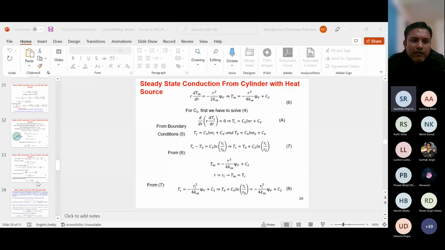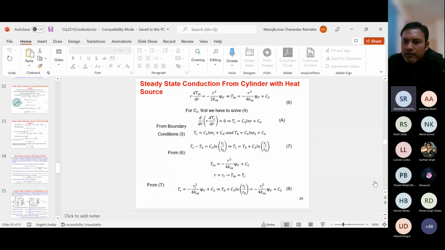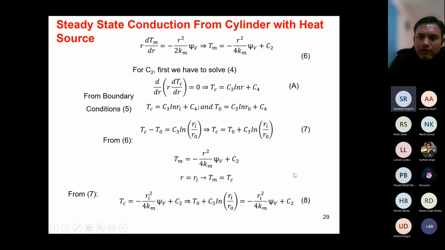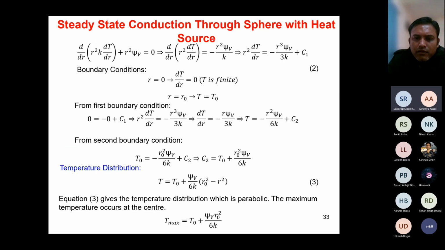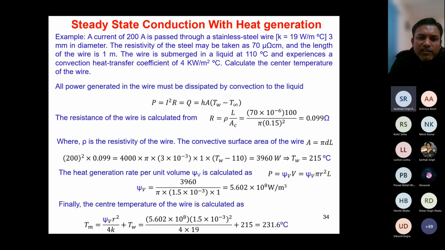If I go back to the problem statement, is my slides visible? Yes, sir. This is the same equation I have used here. Remember, Tm is given as Tw plus psi v r square by 4k, and this is what we have calculated at the center, so this r is r naught here. With this, we calculate the center temperature as 231.6 degrees Celsius. Is it clear to everyone what we are doing? Yes, sir.